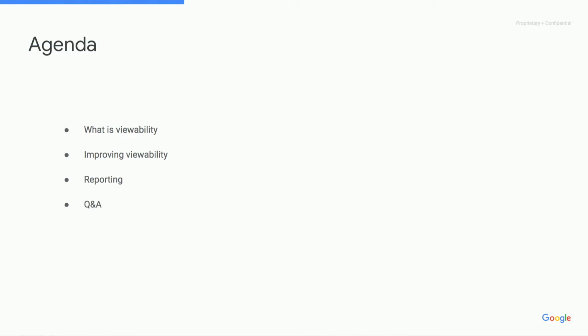So let's get started. Today we're going to talk about viewability: what viewability is, how you can improve it, why it's important, and how to report on it. We're also going to have a Q&A session. If we don't answer your question today and you leave a question in the comment box, we'll definitely respond as soon as possible.